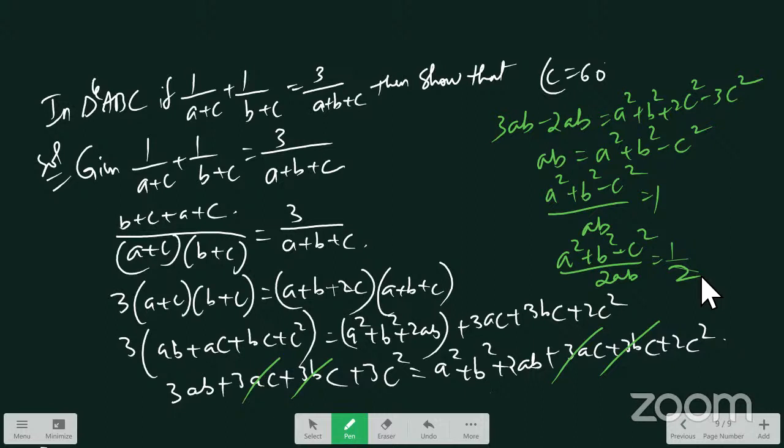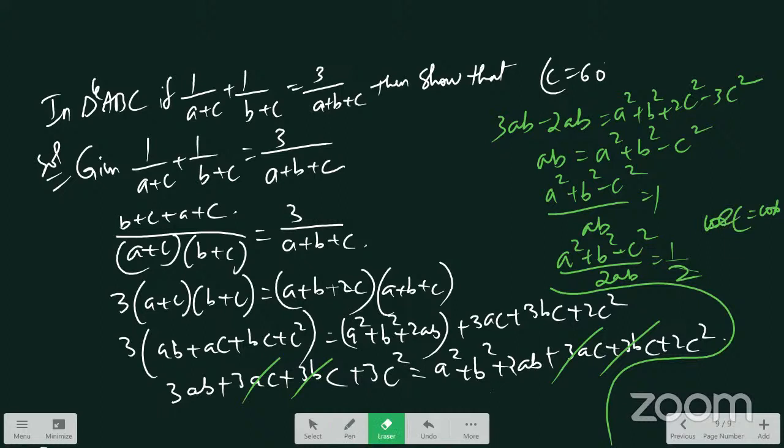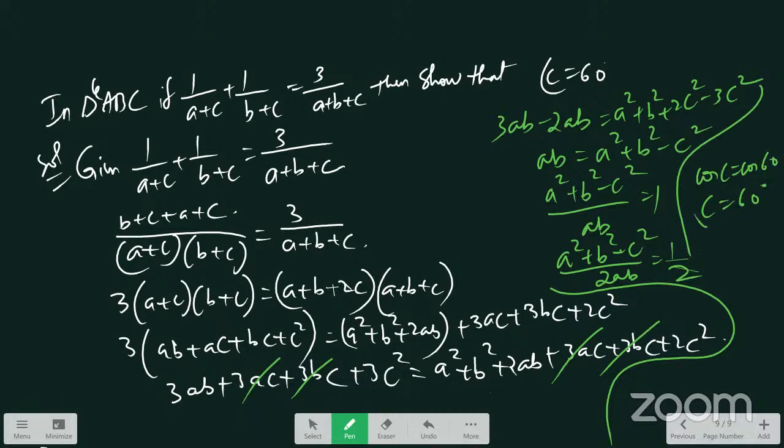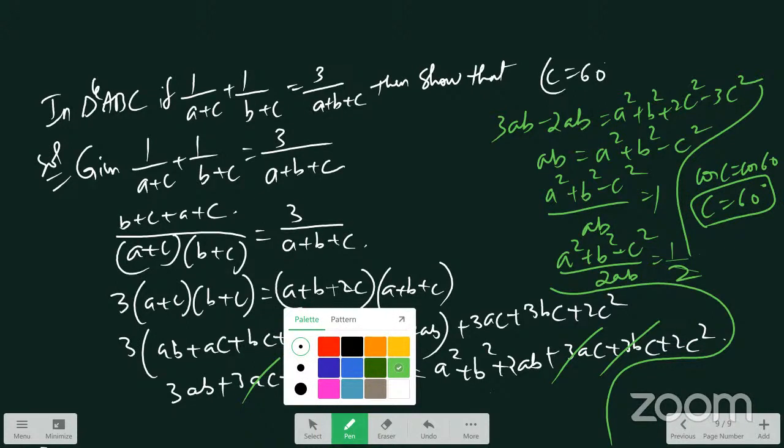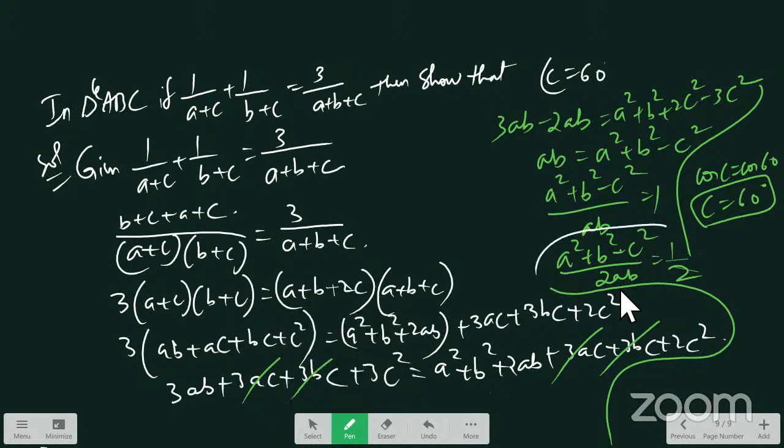Then this is nothing but cos C equal to cos 60, right? And C equal to how much? 60 degrees. This is your cosine rule formula, cos C. So cos C equal to 1 by 2, and 1 by 2 is nothing but cos 60. Is it clear?